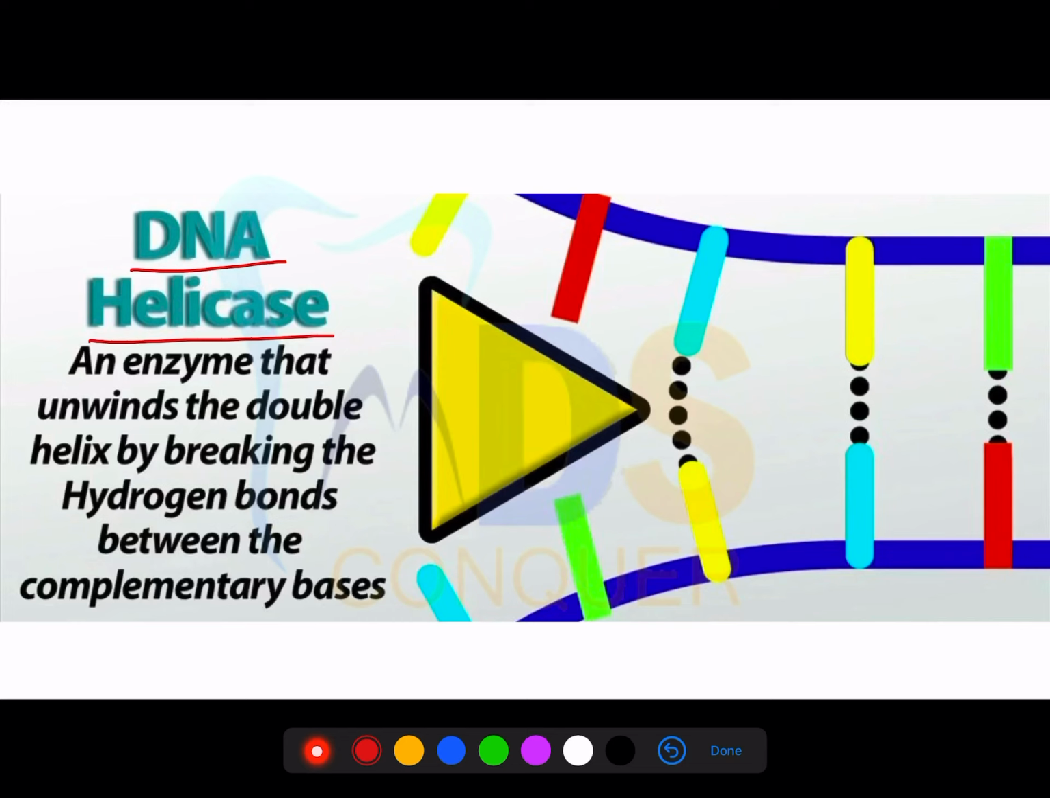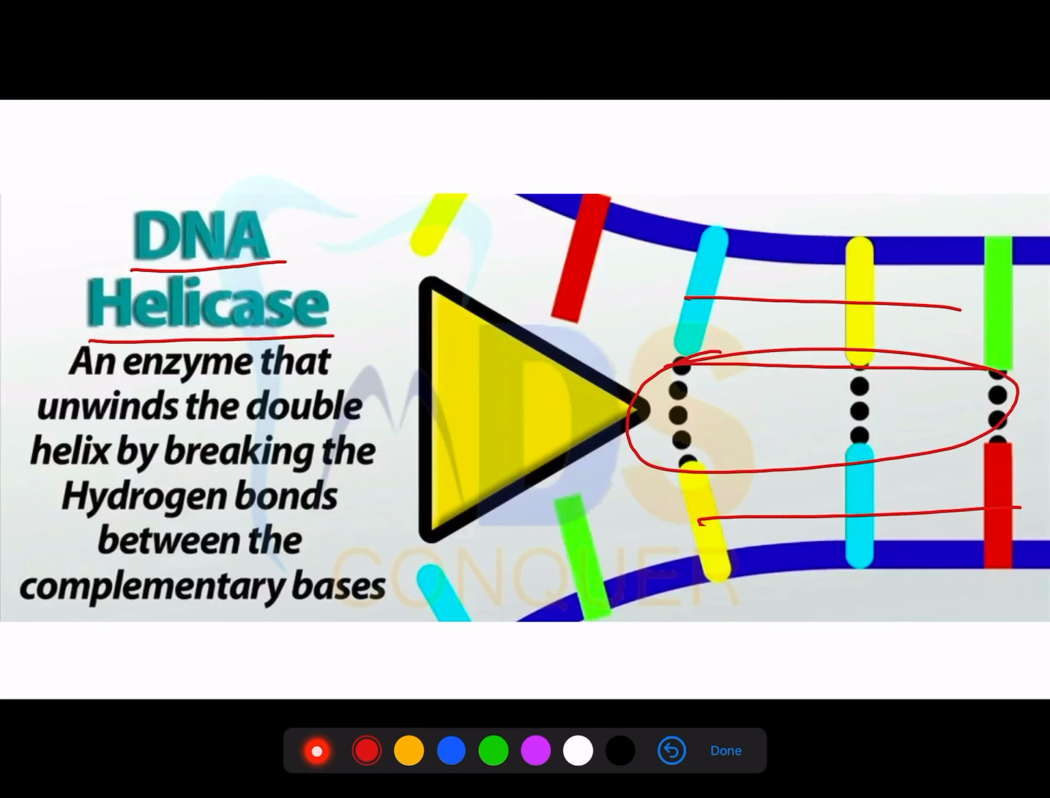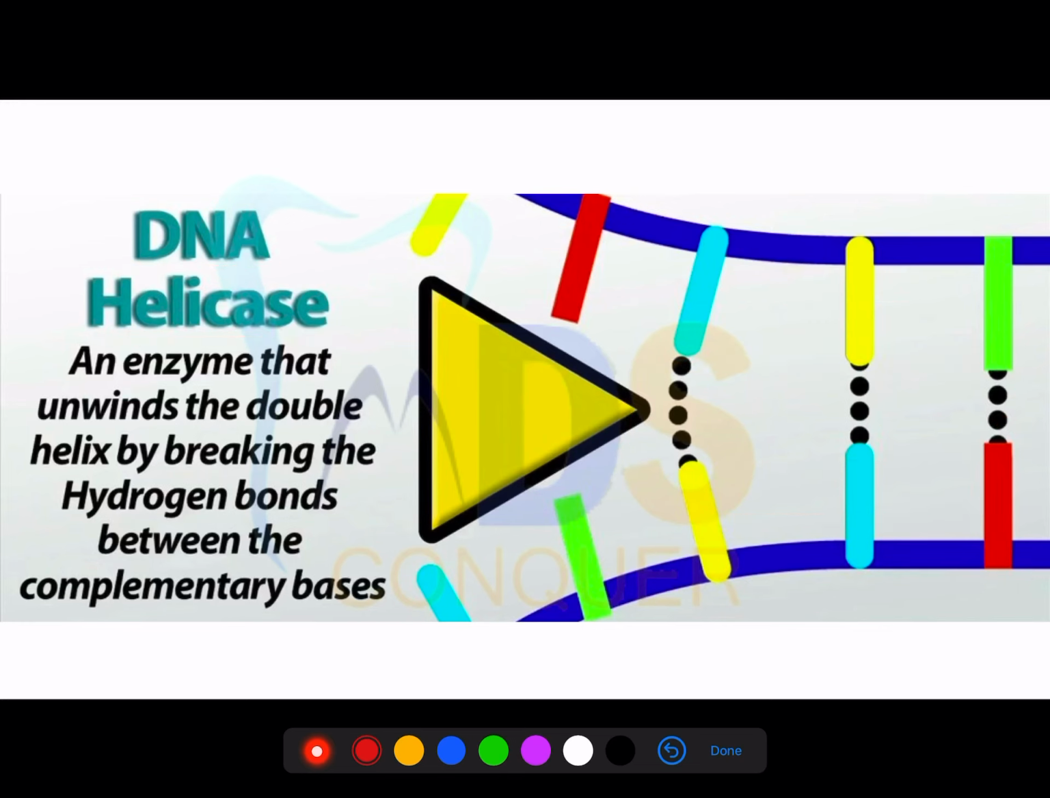So what is the use of DNA helicase enzyme? This is an enzyme that unwinds the double helix by breaking the hydrogen bonds between the complementary strands. So these are the two complementary strands, and they are attached by hydrogen bonds, and DNA helicase is an enzyme which is going to break these hydrogen bonds.